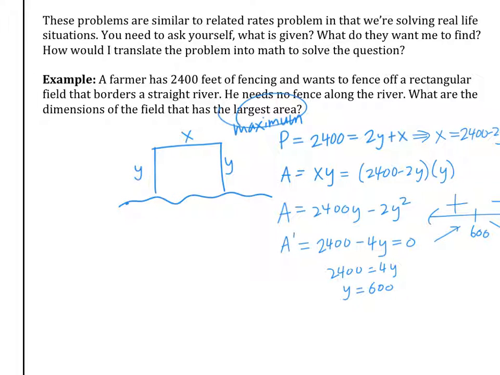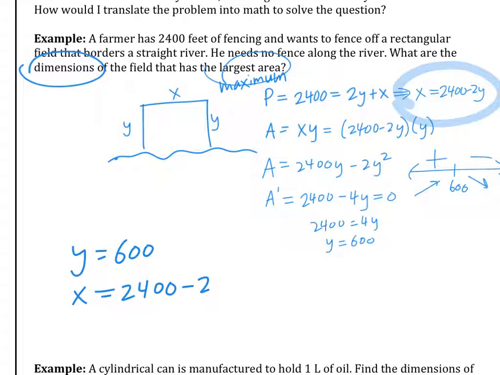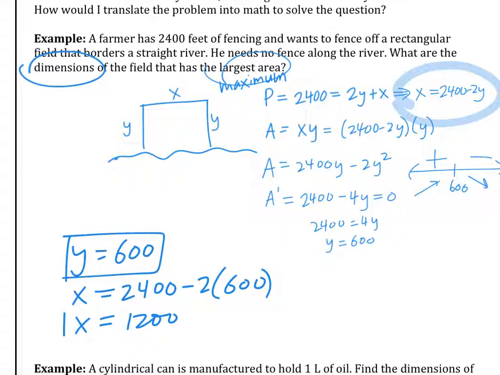Okay, so the question says, what are the dimensions of the field? So they want the length and the width, or in our case, x and y. So we know that y is 600. How do I find x? Plug it back in. So I have here x is equal to 2400 minus 2y. So 2400 minus 2 times 600, that is 1200. So that's my dimension.